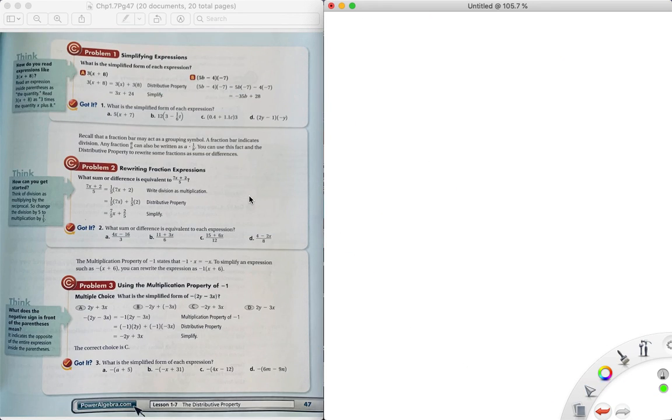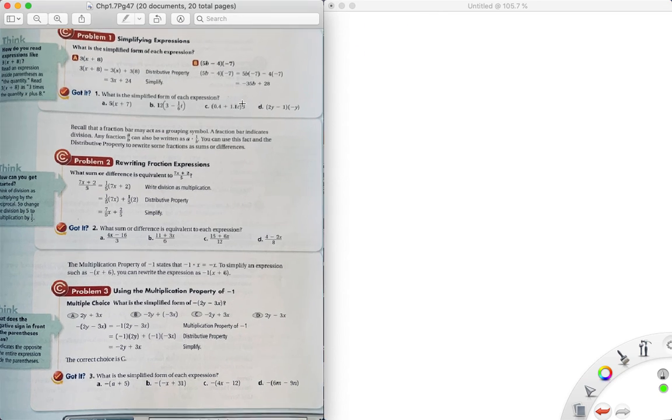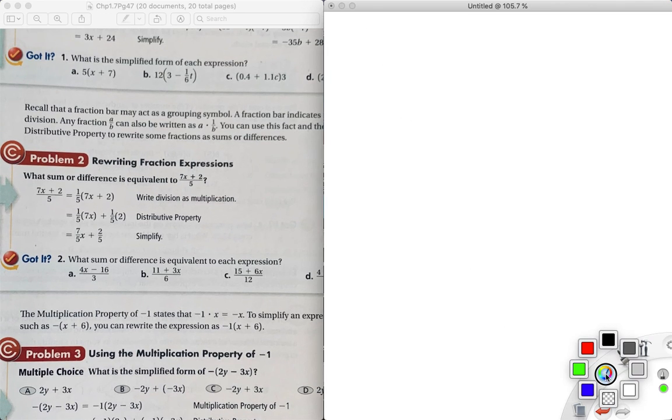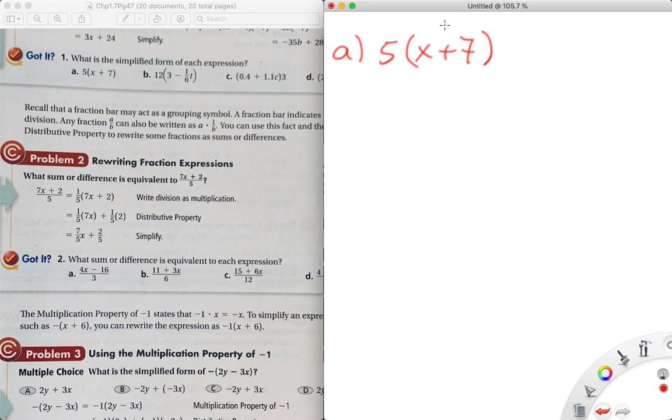I don't know if this section gives you examples of that. So we have, for a, I'm just going to do a couple. For a, we have 5 times x plus 7. 5 times x is 5x, 5 times 7 is 35, so I get 5x plus 35, and I'm done.